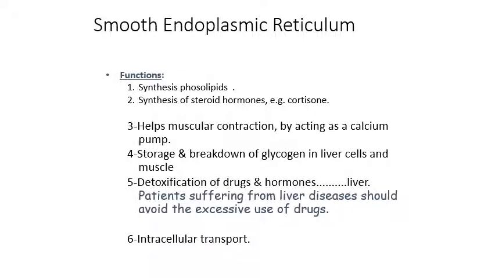What are the functions of the smooth endoplasmic reticulum? It produces phospholipids, it produces steroid hormones, and helps in muscle contraction because the smooth endoplasmic reticulum contains calcium inside it. This calcium is pumped from the smooth endoplasmic reticulum, allowing gliding of actin over myosin. One of the functions is storage and breakdown of glycogen in the liver and in the muscle. Detoxification of drugs and hormones, so patients suffering from liver disease should avoid excess use of drugs, as well as intracellular transport.